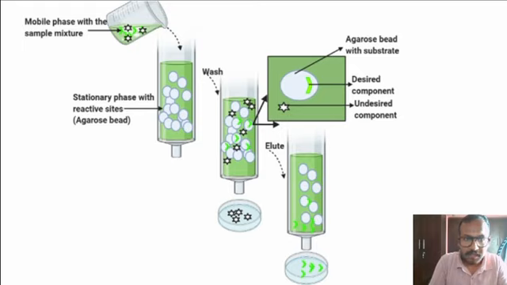Here we have an image explaining the working of affinity chromatography. This beaker contains the mobile phase which has a sample mixture which is poured into this column that has the agarose base, which is a stationary phase containing the ligands. The target molecules get bound to the ligands, whereas the unwanted molecules are washed away. Later on, using a special elution buffer, the target molecules are separated and collected separately.